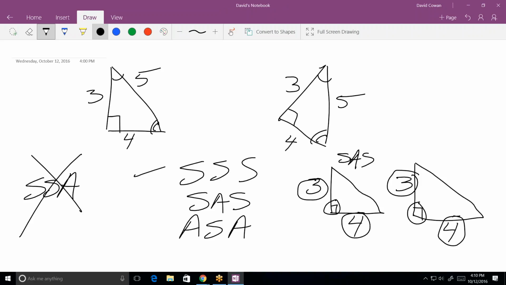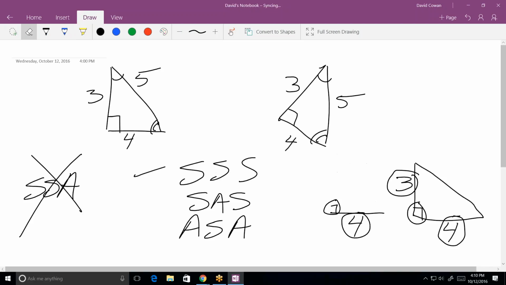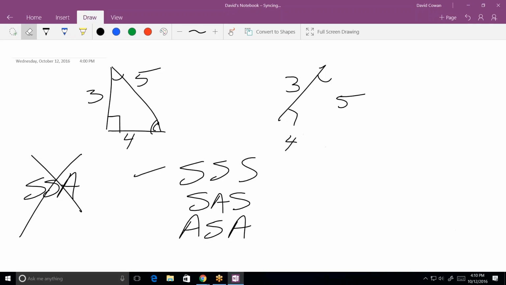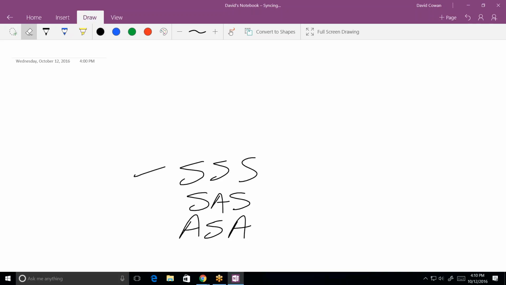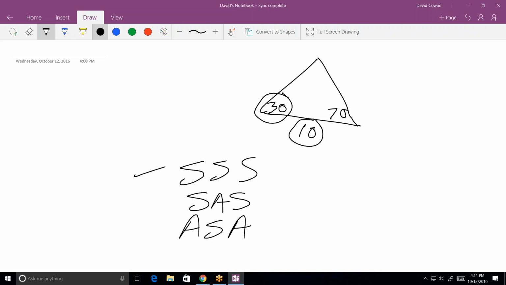Now, let's talk about the third one, angle, side, angle. Let me erase this. Let's say I have a triangle like this. And I know that's 30. That side is 10. And that's 70. Notice that I have angle, side, angle in a row.